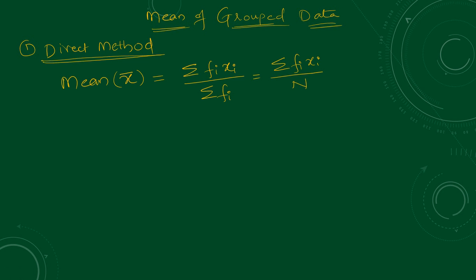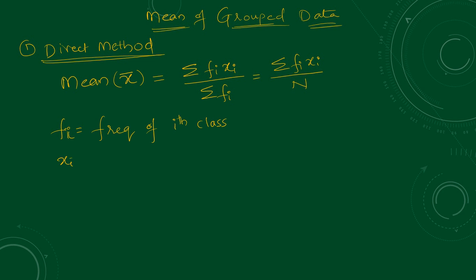We need to know what each and every term represents. Here f i represents the frequency of the ith class interval, or simply the ith class. So here f i is what we call the frequency of the ith class.